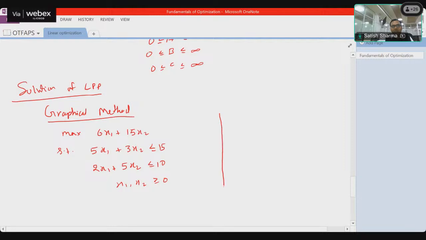So what I will do is create the x1 axis and x2 axis, and there are two conditions. If you look at 5x1 plus 3x2 less than 15, this line passes through 3 comma 0 and 0 comma 5. So I can draw this particular line.